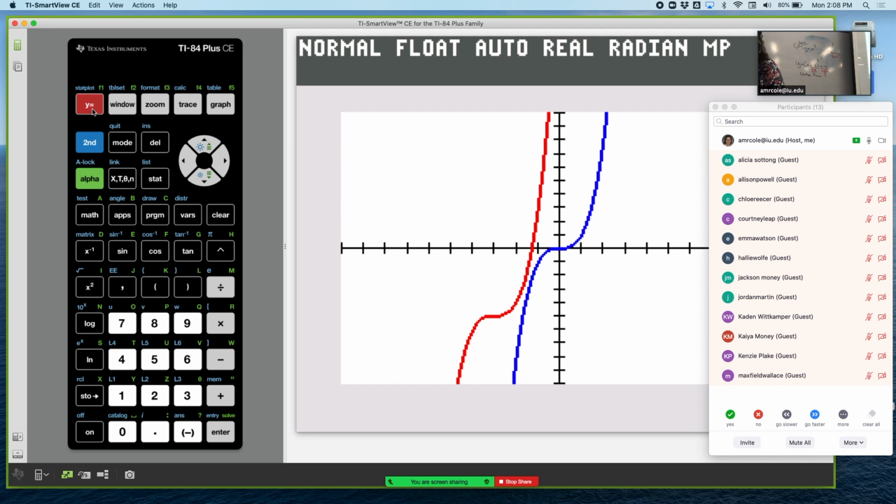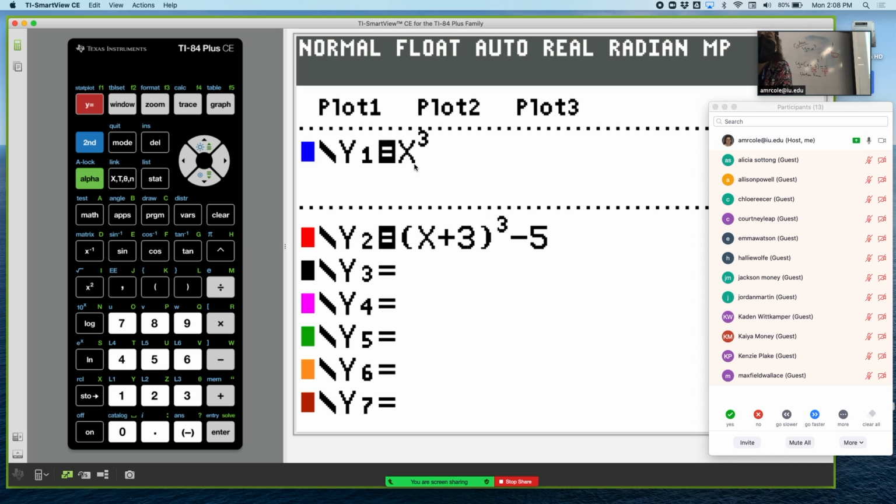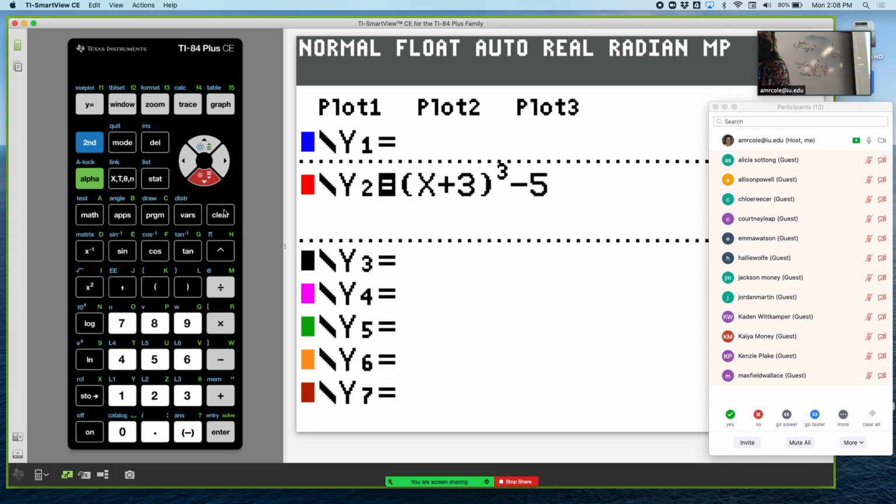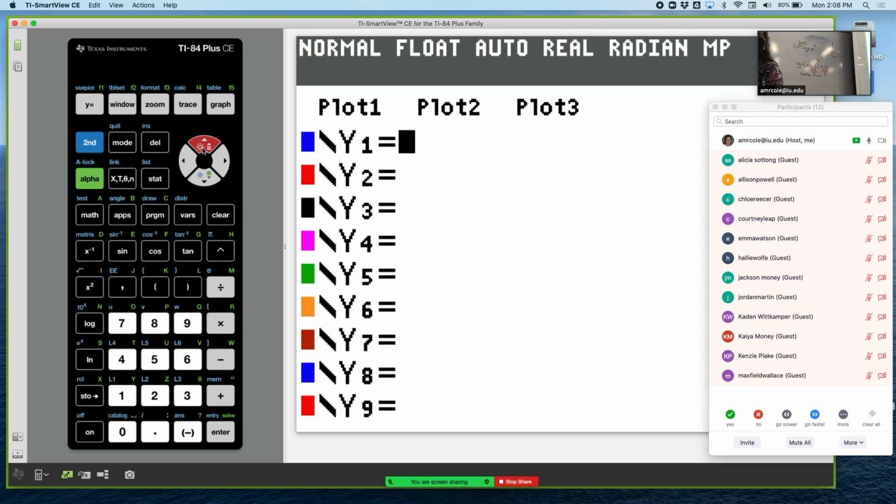Let's go back in there to the y equals, and then let's just clear out both those equations. So let's clear out the x to the third. Let's clear out that one right there. I'm going to arrow back up. What I'm about to show you was not in the videos. If you watch the tutorial videos like you were supposed to, this was not in there. So this is an extra thing, or at least I don't think it was.